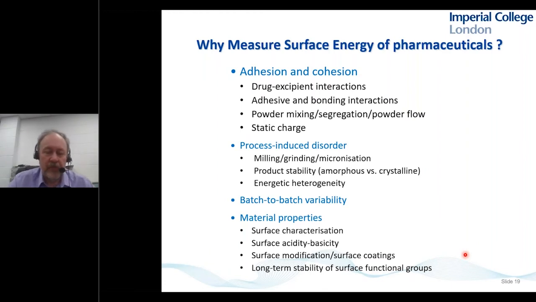And also I can determine intrinsic properties. Surface acidity, basicity, surface energy, surface area, modified, non-modified. And also I look at stability. So there's a lot of things I can do with IGC as a tool which is relevant to the pharmaceutical industry. So things that are relevant to our discussion today.